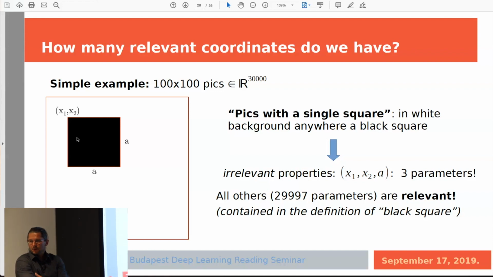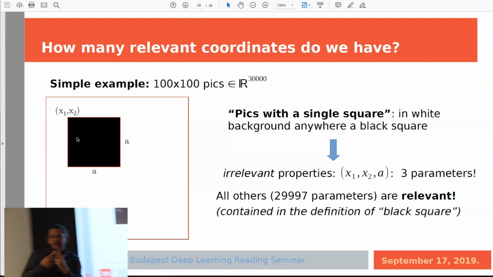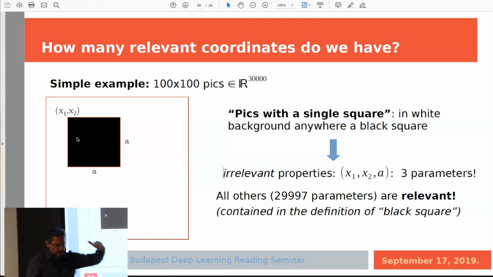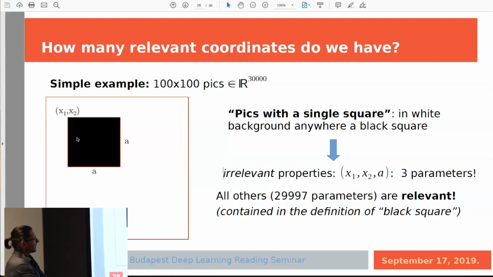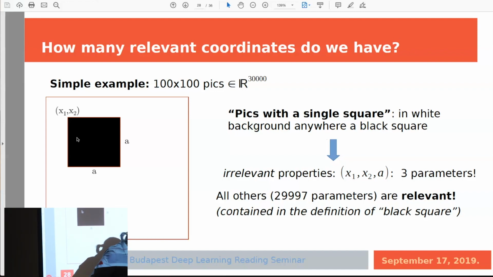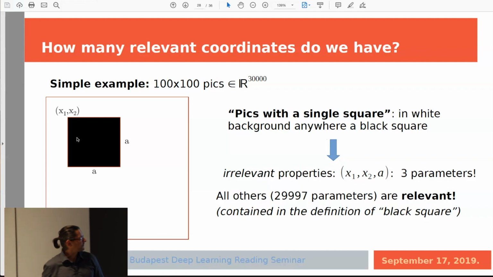How many relevant coordinates and how many irrelevant coordinates are there? So this is the class, and only 3 parameters determine the relevant coordinates: where this point is and how long the side of the square is. So there are 3 parameters, and all of the others, the 29,000-something parameters, are irrelevant. So when in physics we had 3 relevant parameters and tons of irrelevant ones, in image classification we have tons of relevant quantities and very few irrelevant ones. And actually, if you remember, compression is to store the relevant coordinates, and here the compression is very easy. Compression is just to remember the 3 numbers. If we know these 3 numbers, then everybody can restore the black square on the white background.